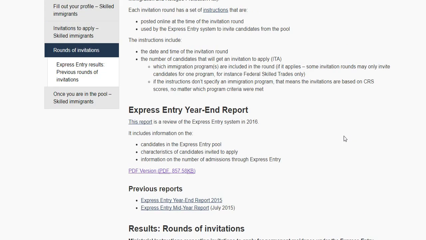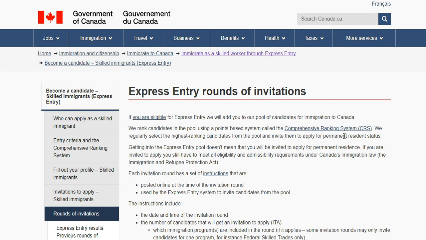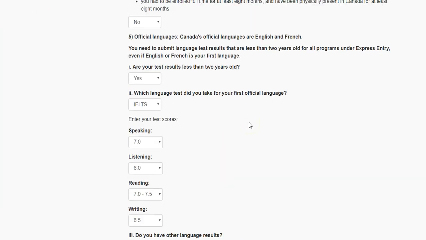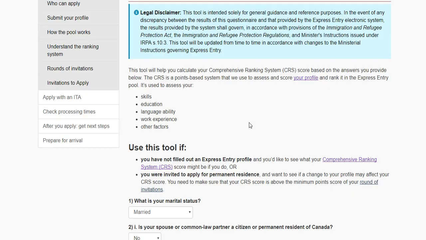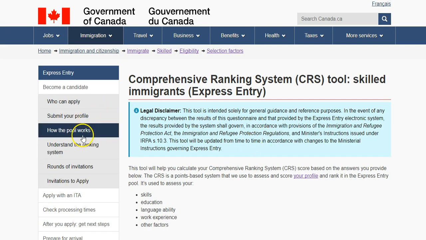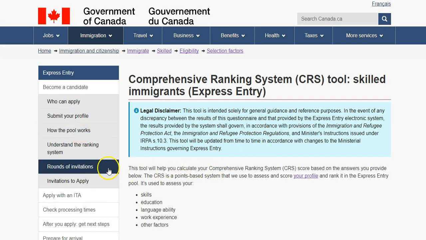So it's interesting to be familiar with these tools online. Again, Express Entry rounds of invitation is also on the Government of Canada website, and when you are doing your CRS assessment, you're gonna see this link right here on the left side.